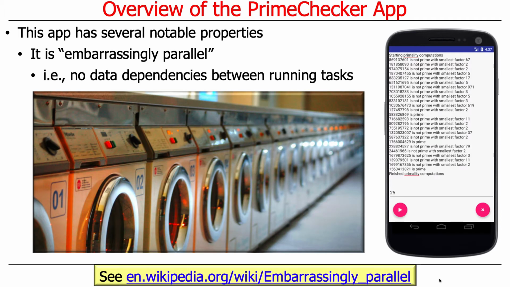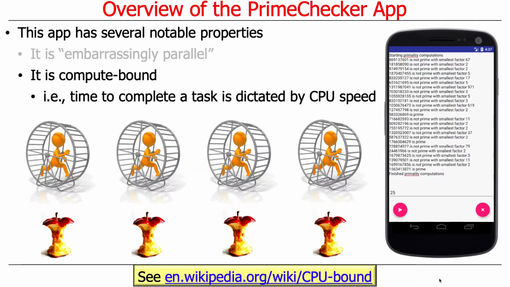One is it's a great example of embarrassingly parallel processing, because computing random numbers and checking if they're primes, there are no dependencies whatsoever between any of the numbers. You can run them all in parallel, like doing your laundry, where you don't have any dependencies. Although, of course, you should wash your clothes before you dry them. But when you wash your clothes, you can run them all in parallel.